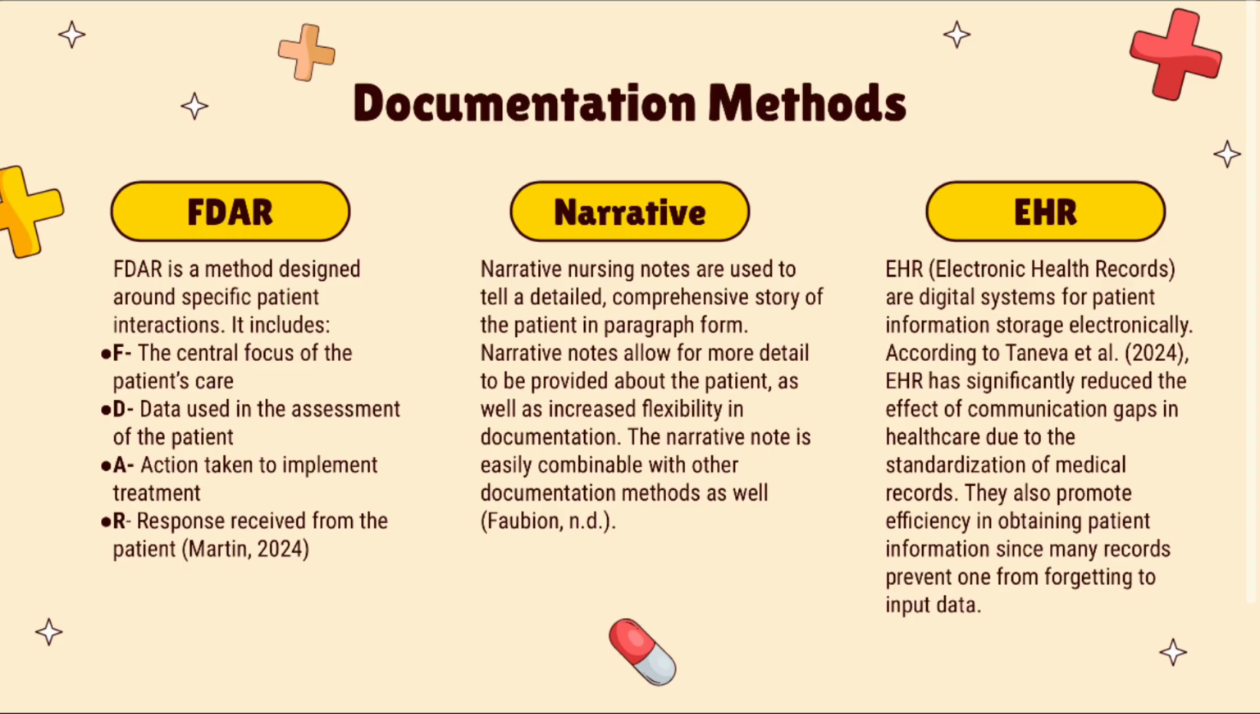So, first, the FDAR note was designed around specific patient interactions. It's a more concise note that highlights four main categories. First, we have F, which is the central focus of the patient's care or whatever interaction. Then, you have D, which includes data collected during their assessment or, again, that interaction. Then you have A, the action that was taken during your event with the patient. And then R, which is the response received from the patient at that time.